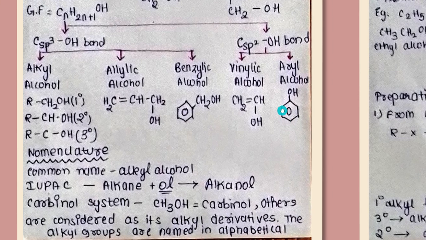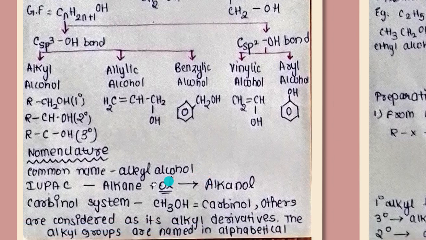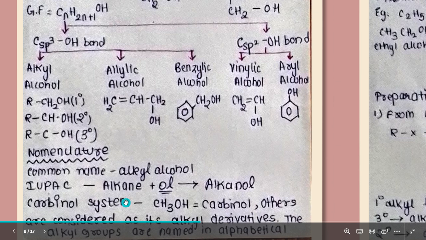Now coming to nomenclature. How do we name these alcohols? The common names for these alcohols are alkyl alcohols. The simplest example is CH3OH. It is what? Methyl alcohol. It is a common name. But if I talk about IUPAC nomenclature, that is the standard nomenclature, then it would be alkane plus OL, that is alkanol. Again, if I take CH3OH, this is methanol. If C2H5OH, ethanol.